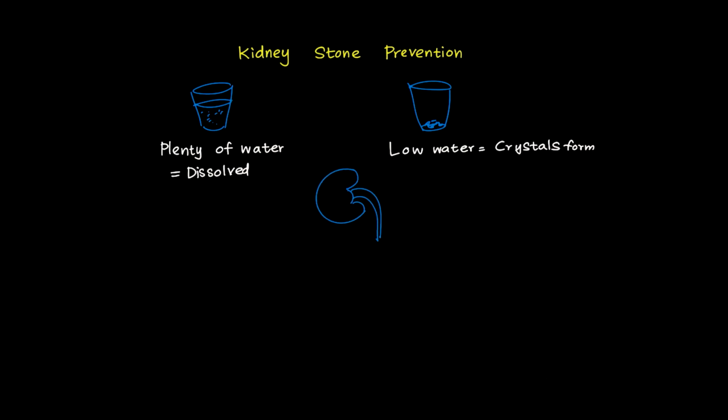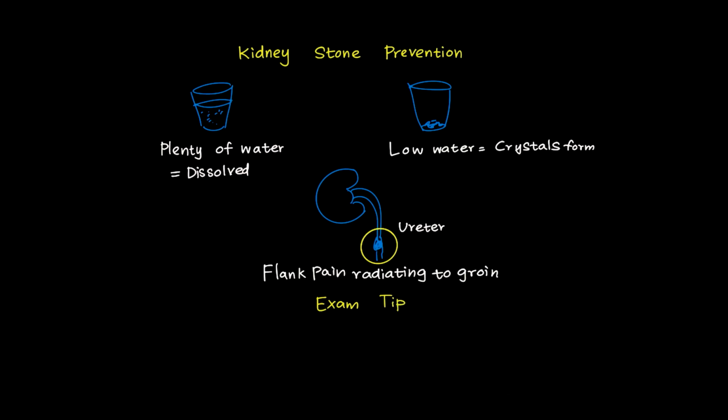Dilute urine keeps calcium, oxalate, and uric acid dissolved. Concentrated urine lets them bind together and grow into stones that can eventually pass down through the ureter and cause that classic crushing flank pain. The target is usually about 2 to 3 litres of water daily, spread throughout the day, not all at once.